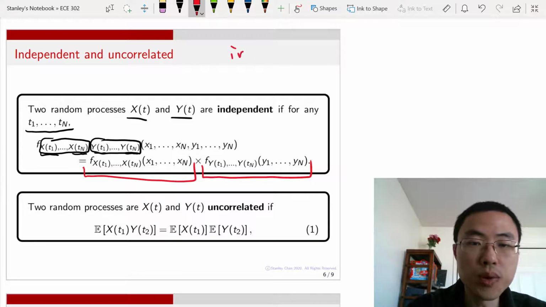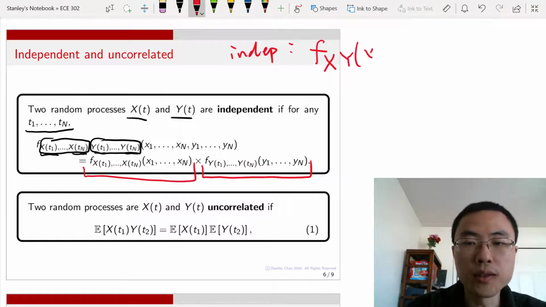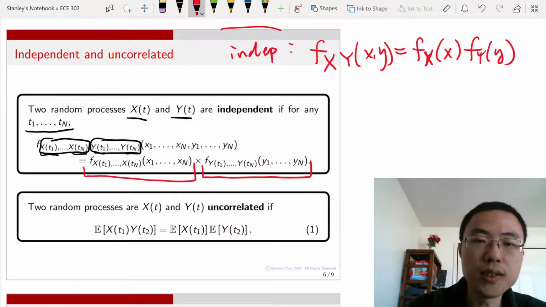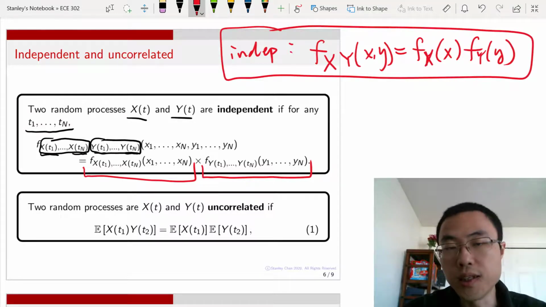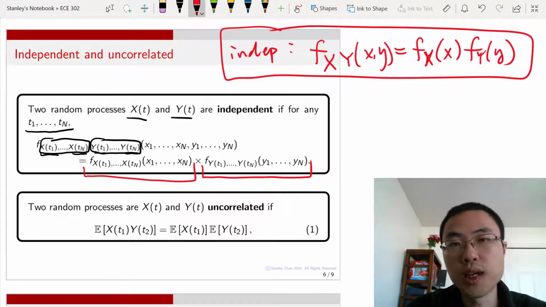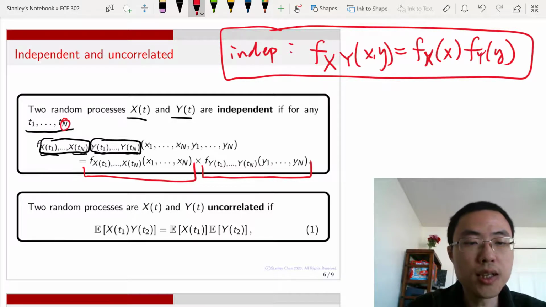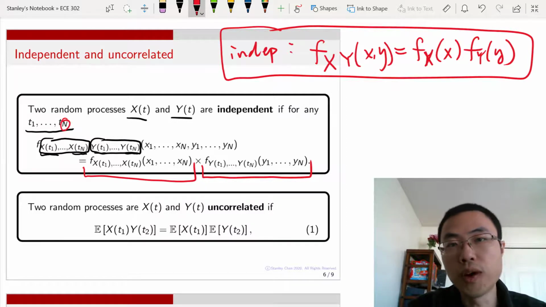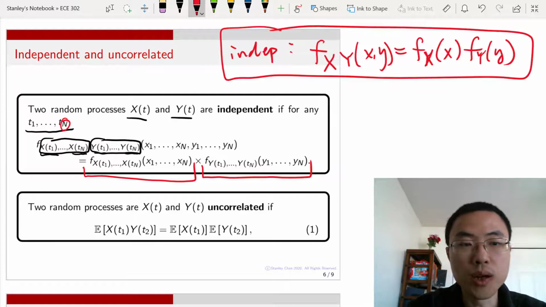Okay, so independent, what do you need? Independent means that f of x, y, this joint PDF, can be written as the product of f of x and f of y. That is the definition of independence. And for random processes, it's the same definition. However, you generalize it to an arbitrary number of timestamps. This n here can be arbitrary. It can be very, very big, it can be very, very small, but it has to hold for any timestamps t1 through tn.